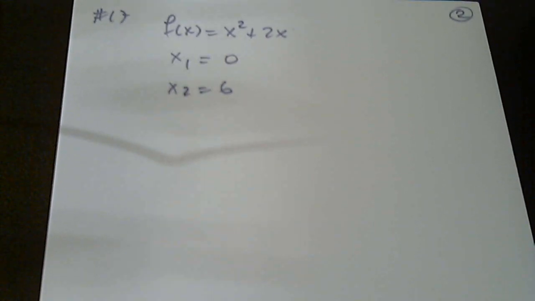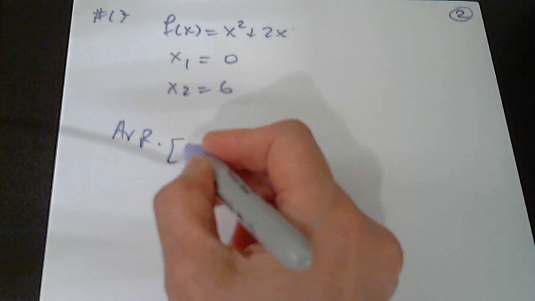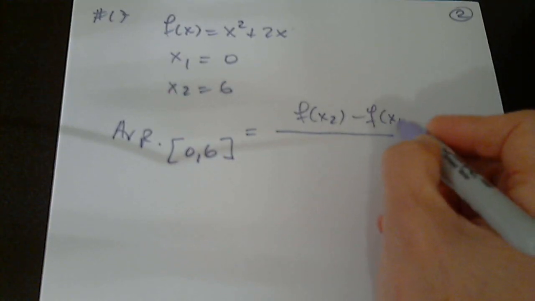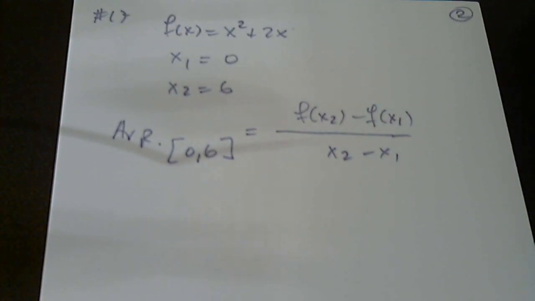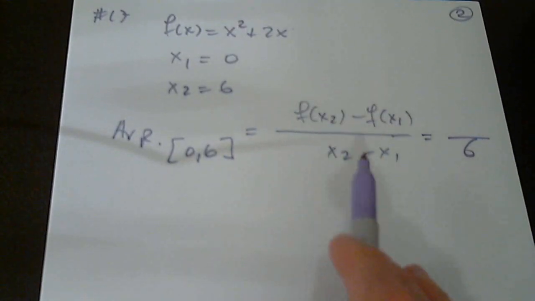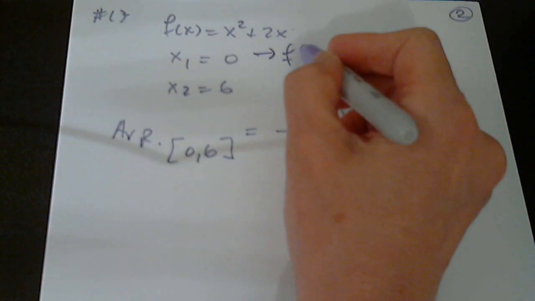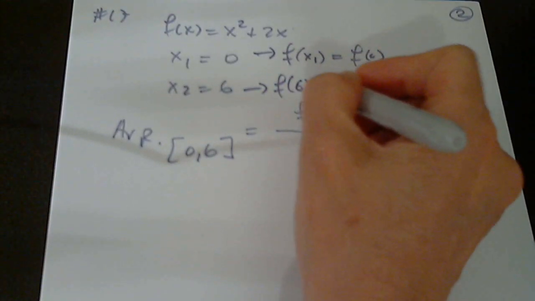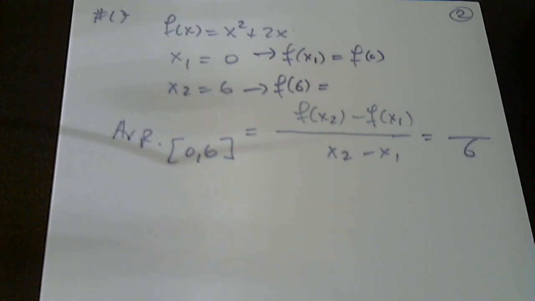So the average rate of change between 0 and 6 is f of x2 minus f of x1, as we know, over x2 minus x1. Now, all I have to do is determine, because I have the denominator, 6 minus 0, x2 minus x1. But can anyone give us f of x1, which is obviously f of 0? And can anyone give us f of 6? How much is f of 0?